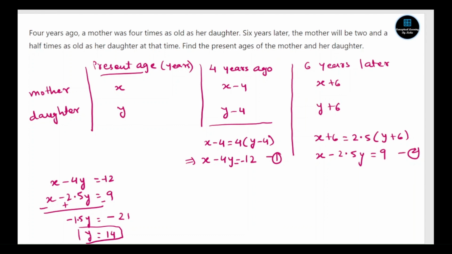When you substitute in any of the equations, you will get the value of x. So x minus 4 into 14 equals minus 12. When I simplify, I'll get x equals 44. So mother's present age is 44 years and daughter's present age is 14 years. And you can verify this, right? So 4 years ago mother was 40 years and daughter was 10 years, so it is 4 times, that's correct. And after 6 years mother will be 50 years and daughter will be 20 years, so it is 2.5 times, right? So the answer is correct and you can always verify, as I said.